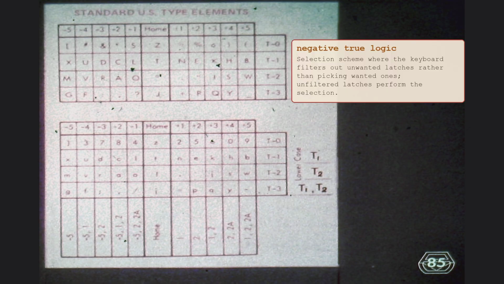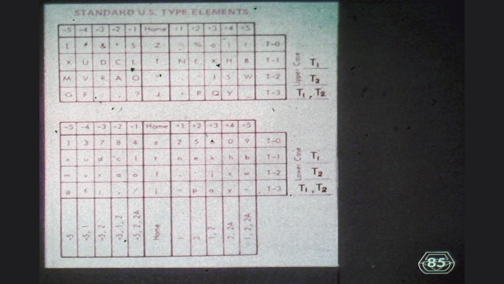This process is called negative true logic. Some people call it reverse logic. The keyboard picks the latches which should not be used. The input section literally filters out the unwanted latches using the filter shaft, leaving under the positive rotate bail only those latches which are to be pulled down.